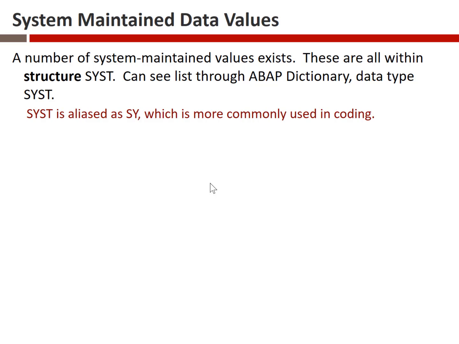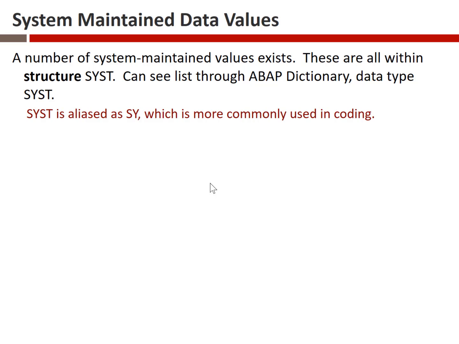So if I did this, write SY-MANDT. Okay, this is a structure. This is the name of the data object. This is the field. That's going to write to the screen. If we run it, 313. It's going to write the client number.